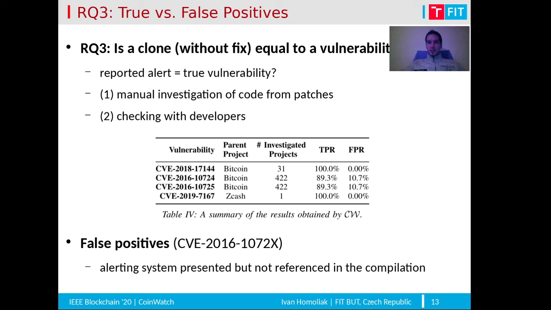We see the high true positive rate of CoinWatch. However, there were also some false positives. In particular, they occur due to an alerting system enabled or present in the code base of particular cryptocurrencies, but not referenced in the configuration. Therefore, the clone detector, Simian, reported this as a potentially vulnerable project because it didn't see behind the compilation.